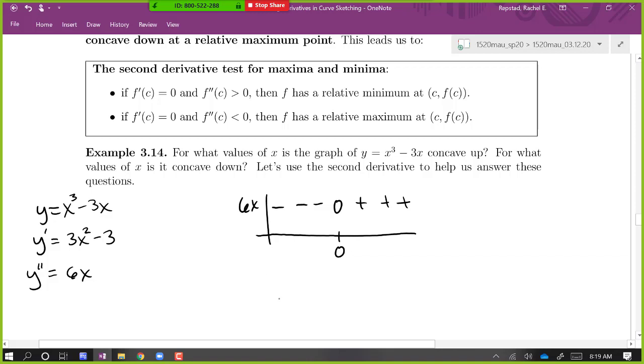So we're using the sign chart to figure out where it's concave down and concave up, just like we use the first derivative sign chart to determine increasing and decreasing. So we know this is concave down when x is less than 0, and concave up when x is greater than 0.